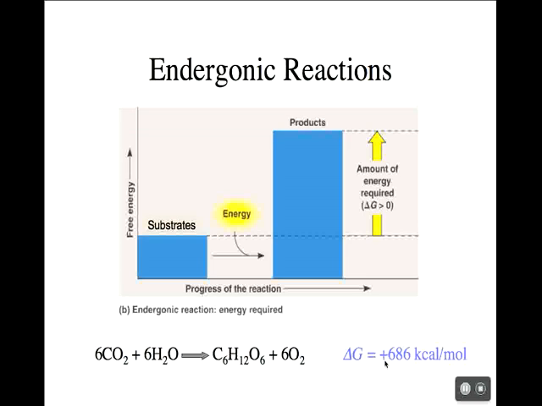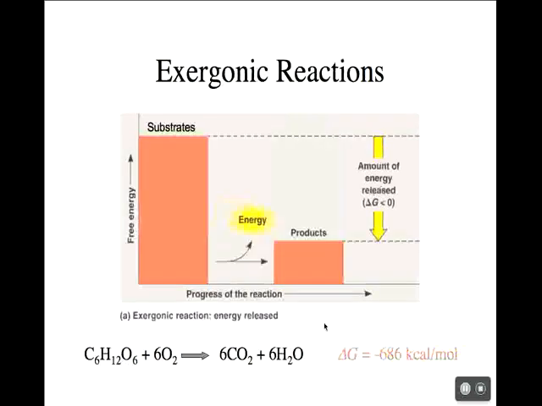So in other words, this is an example of an endergonic reaction. The products have more energy than the substrates. There is a positive delta G here. This reaction absorbs energy from the environment. Sometimes they call this a non-spontaneous reaction because you have to put energy in to have this reaction occur. So it's not spontaneous. Let's look at an example of the other side here, an exergonic reaction.